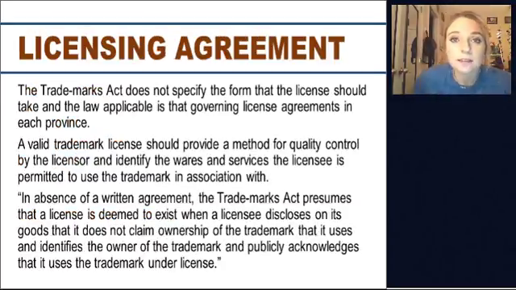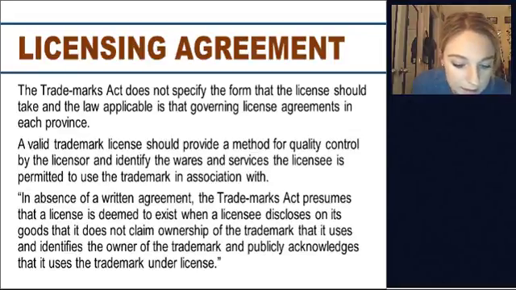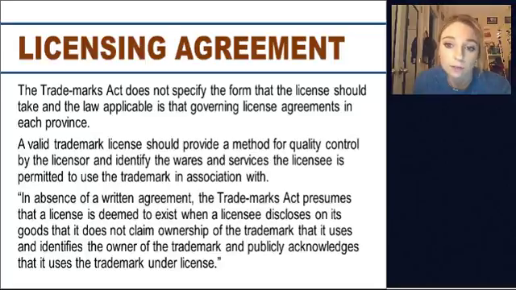So for the licensing agreement for trademarks, let's see. The Trademarks Act does not specify the form that the licenses should take, and the law applicable is that governing license agreements in each province. So it says licensing agreements between related parties doesn't have to be complicated. A valid trademark license should provide a method for quality control by the licensor and identify the wares and services the licensee is permitted to use the trademark in association with.